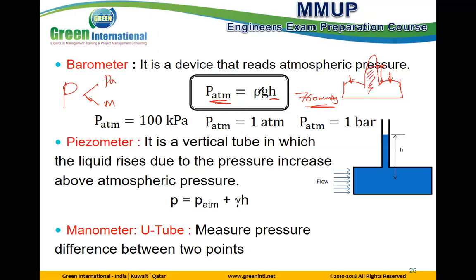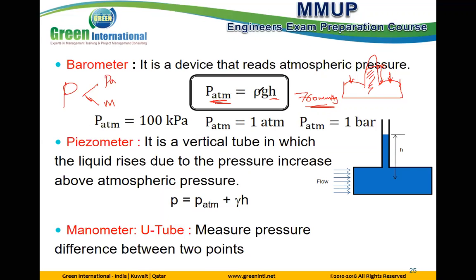So the common point of these three devices is that they measure the pressure in head form. First one measures atmospheric. The second one is called a piezometer. It is a vertical tube in which the liquid rises due to the pressure increase above atmospheric pressure. Read carefully please: the pressure increase above atmospheric pressure. It means the piezometer measures gauge pressure. Why? Because it measures pressure increase above atmospheric pressure.